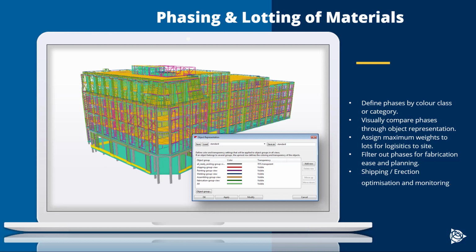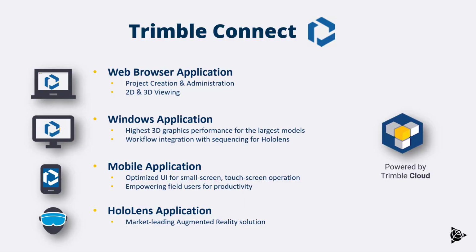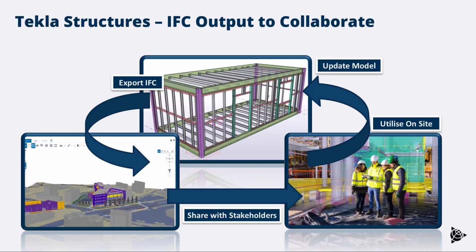A couple of things we'll be covering are managing the phasing and lotting of a project. If it's a large project and you need to coordinate how that material gets to site, we'll be looking at that. We'll be giving an overview of some of the tools within Trimble Connect. This is our collaboration tool, which is included in the Tekla Structures subscription. We'll be looking at generating IFCs, sending that out for collaboration, and how do we interact with that model? How do we use that on site or in the workshop?